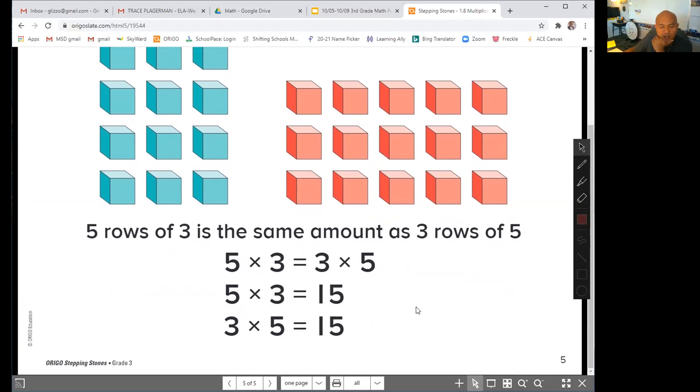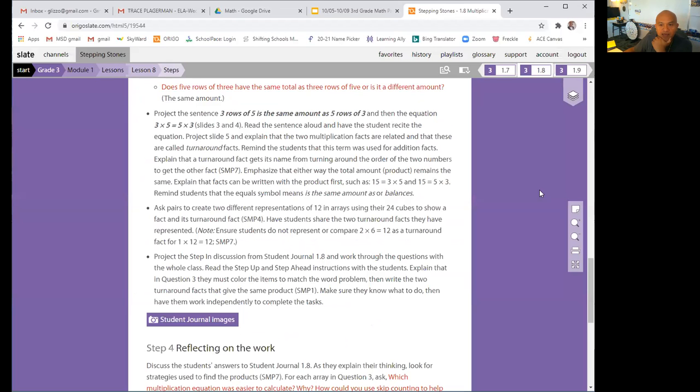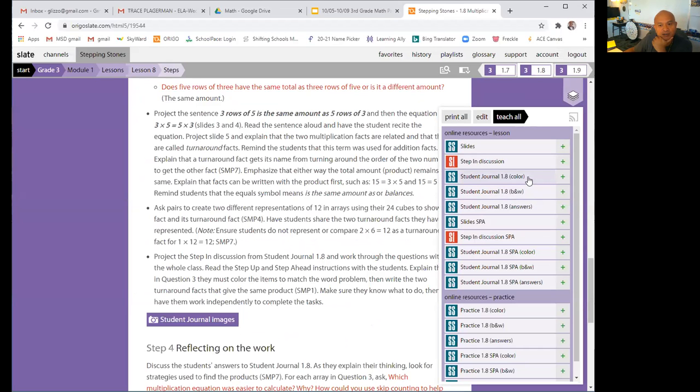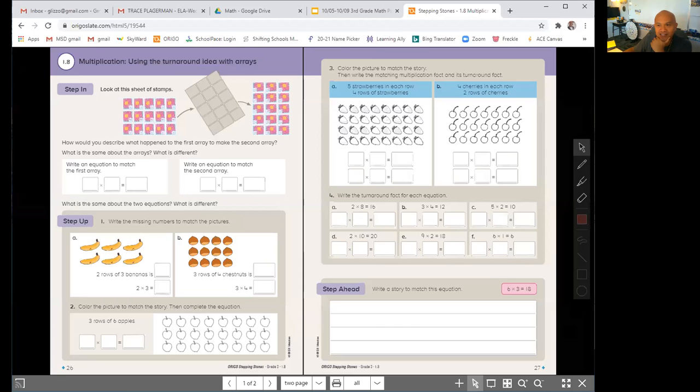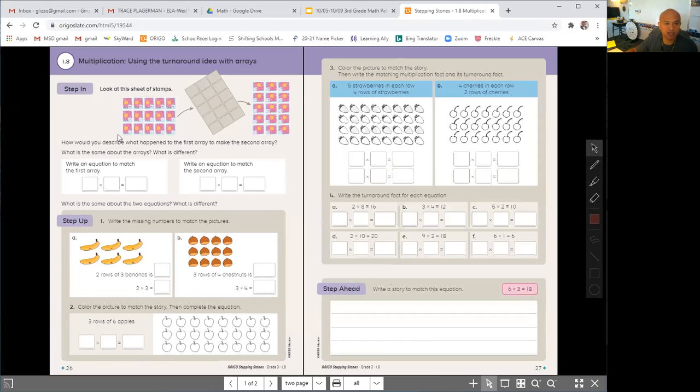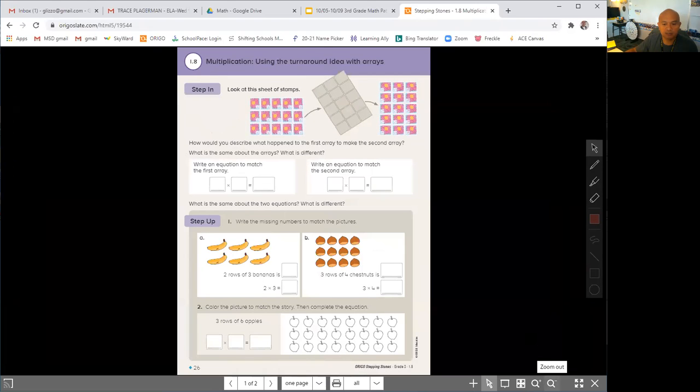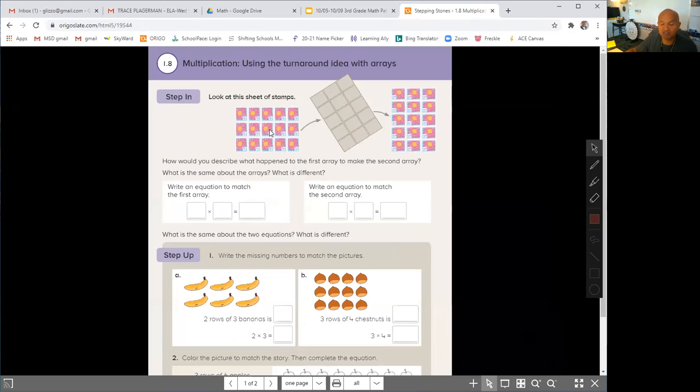Okay. So now that we know what turnaround facts are, let's look at our math journal. Okay. Now my math journal is in color, but the ones you have at home are black and white. Okay. That's okay. They're exactly the same. Now let's look at this first page here. We're going to turn your math page to 26 and 27. Okay. And right here, we're looking at stamps. Actually, let me go to one page so we can see it better. Okay. So we got, this is very similar to the slide. We have 3 rows of 5, and you're going to write that equation here. 3 rows of 5 is 3 times 5. If you remember what it equals, write that in there.